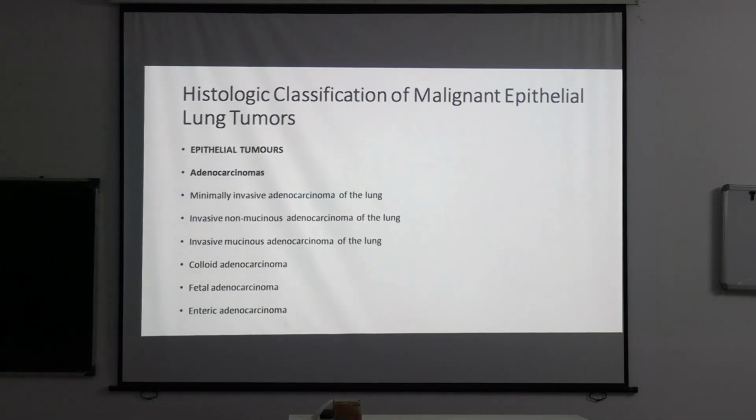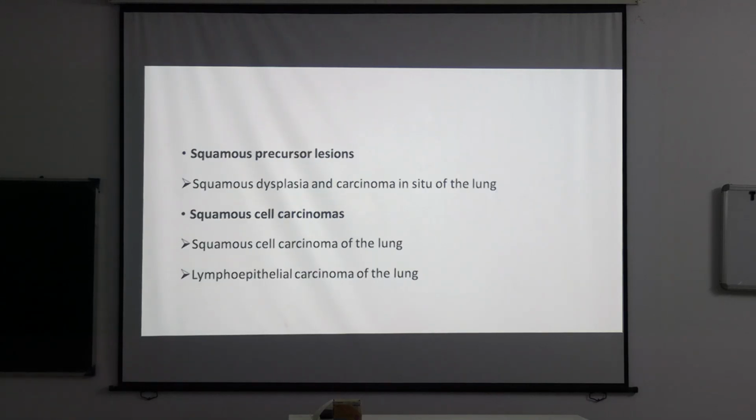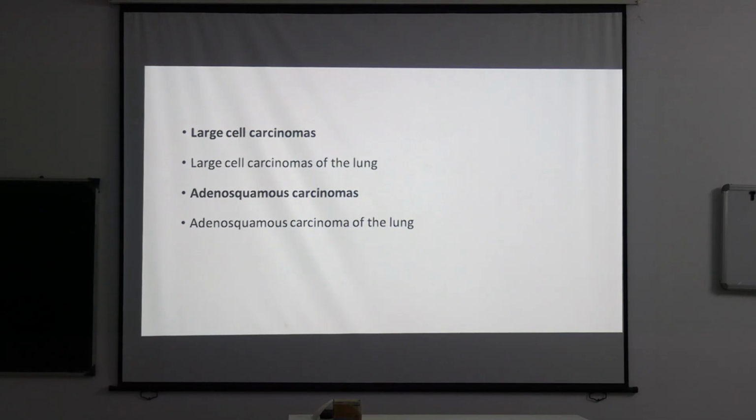Now the WHO classification of lung tumors. First is epithelial tumor. In the epithelial tumor, adenocarcinoma. In adenocarcinoma: minimally invasive adenocarcinoma of the lung, invasive non-mucinous adenocarcinoma, invasive mucinous adenocarcinoma, colloid adenocarcinoma, fetal adenocarcinoma, enteric adenocarcinoma. Squamous precursor lesion, squamous dysplasia and carcinoma in situ, squamous cell carcinoma, and lymphoepithelial carcinoma of the lung. Large cell carcinoma and adenosquamous carcinoma.